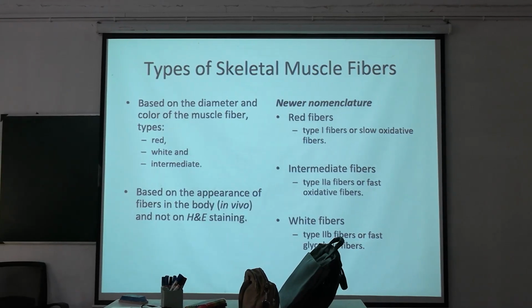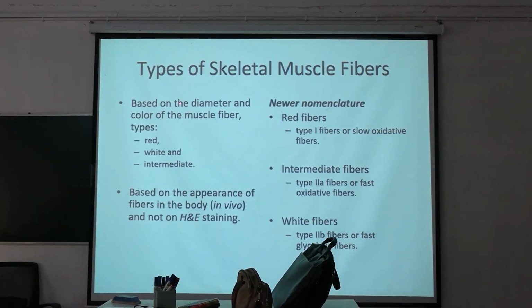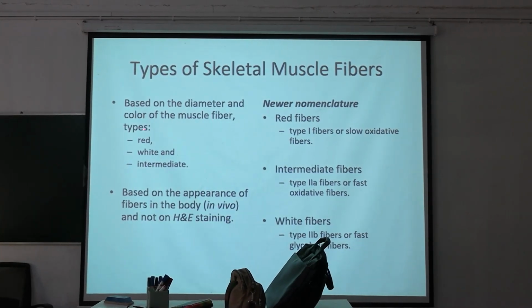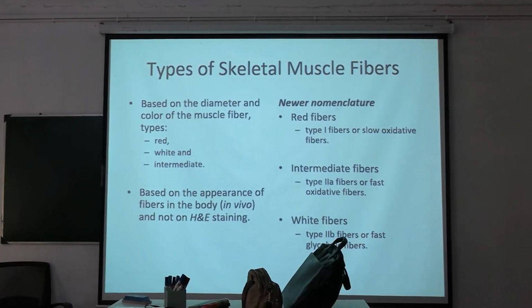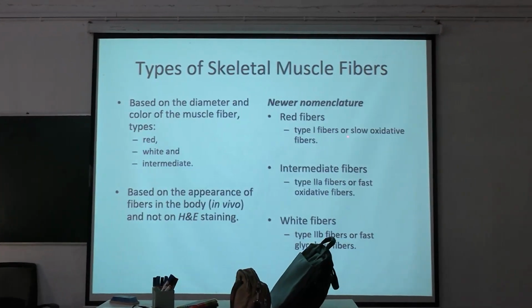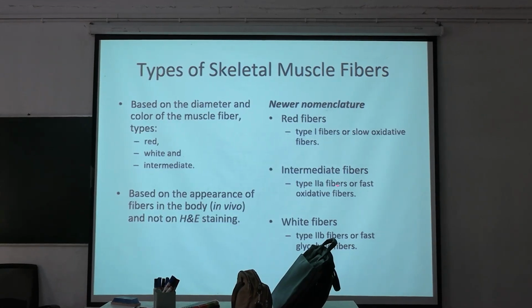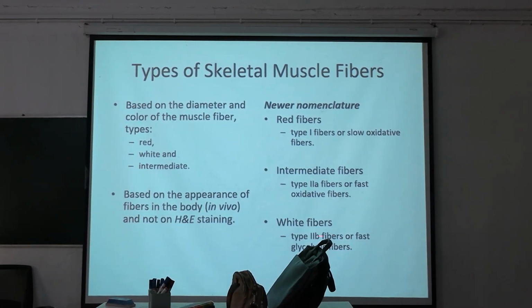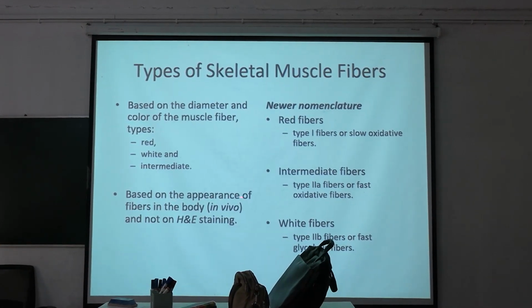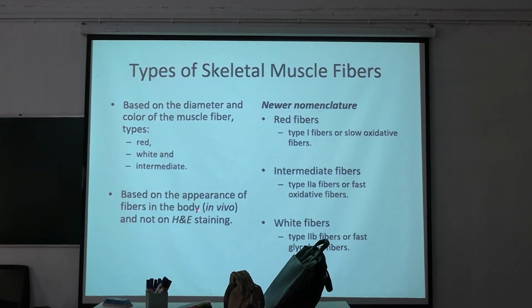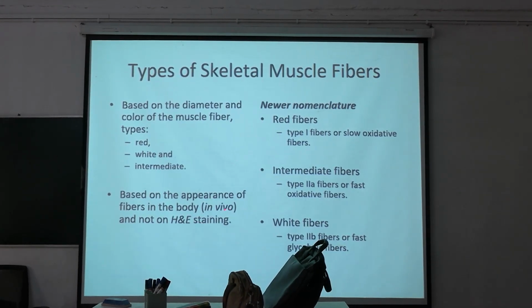Now, the types of skeletal muscle fibers, based on the diameter and color of the muscle fiber, are red, white and intermediate. Red fibers, type 1 fibers, are slow oxidative fibers. Intermediate fibers, type 2 fibers, are fast oxidative fibers. White fibers are classified based on appearance.